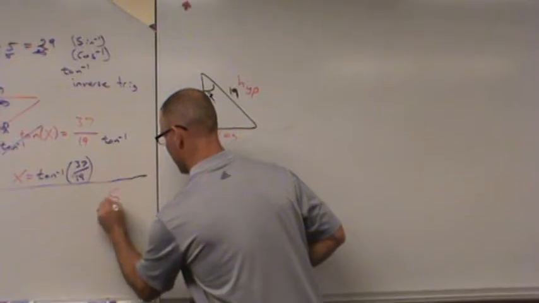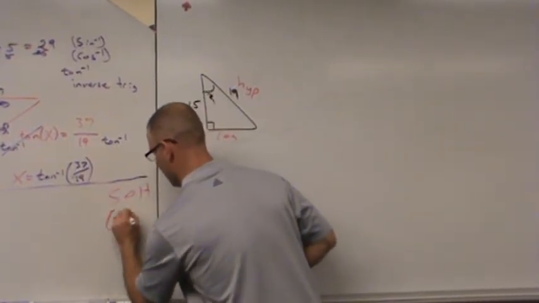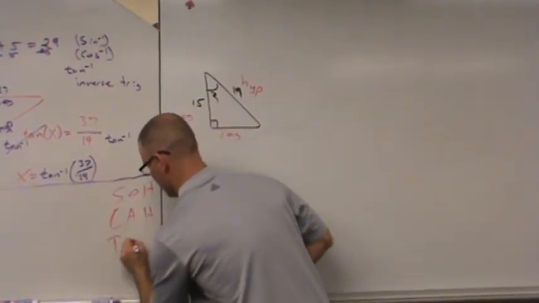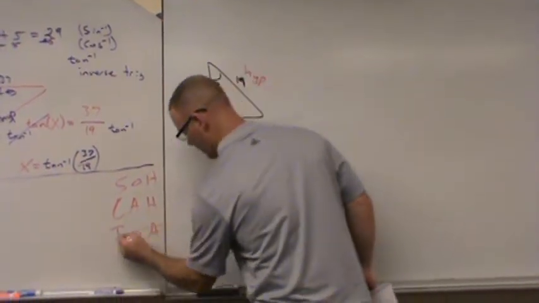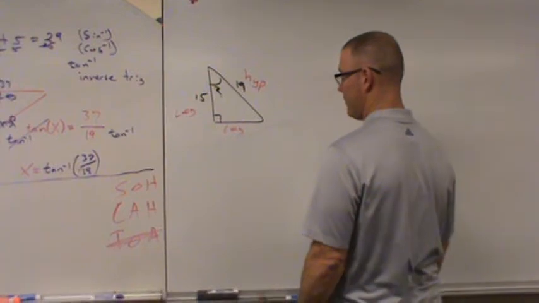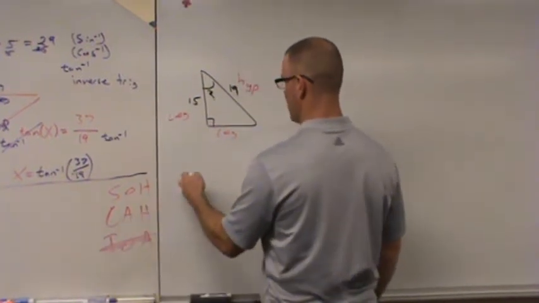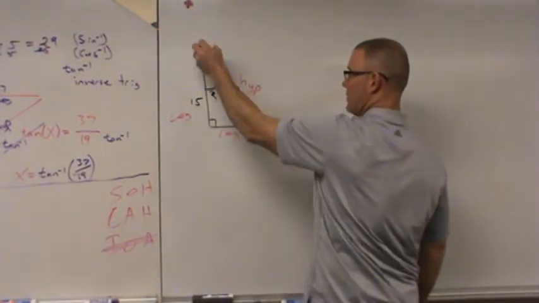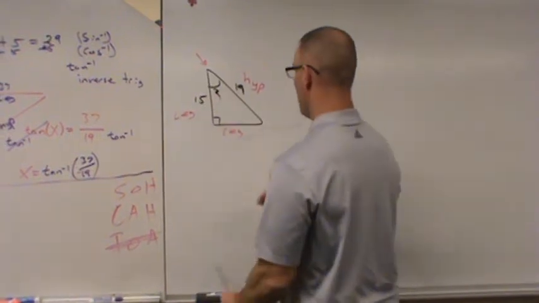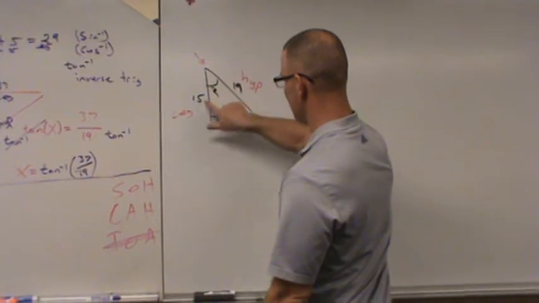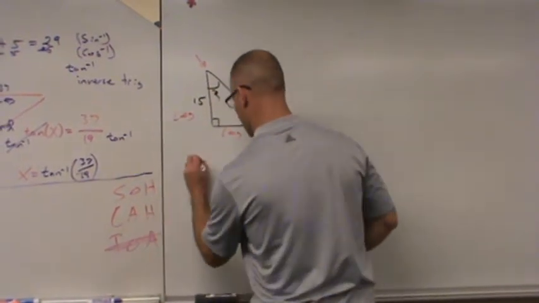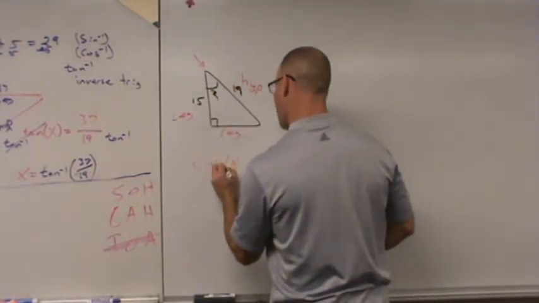If I go back to my SOHCAHTOA, if I'm given both legs, I'm going to use tangent. Well, I don't know both legs, so that eliminates that one. I'm either going to use sine or cosine. Well, here's my reference angle. This is where I want to start from. Do they give me the leg opposite, or do they give me the leg adjacent? They give me the leg adjacent, so it's a cosine of an angle.